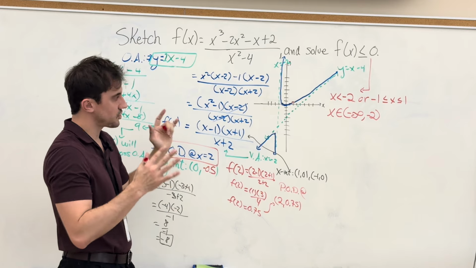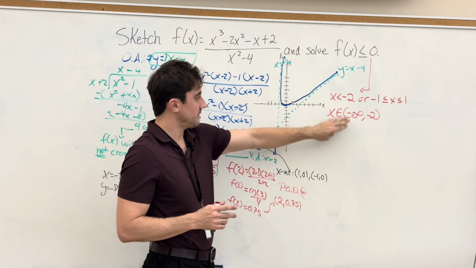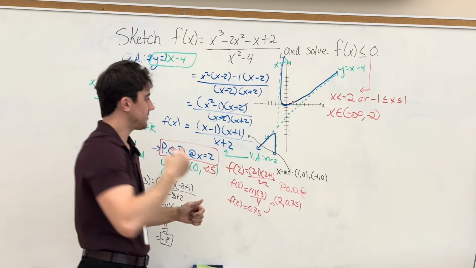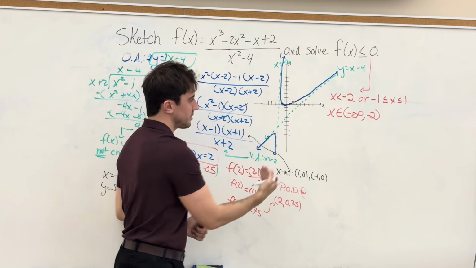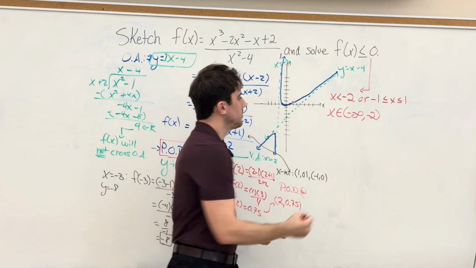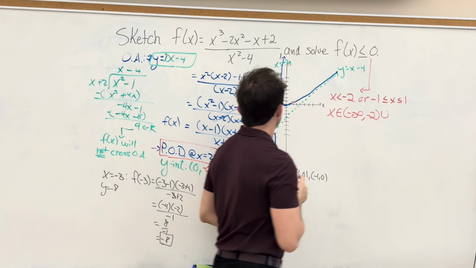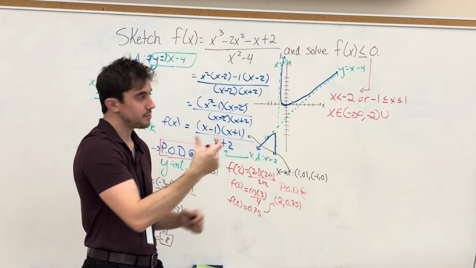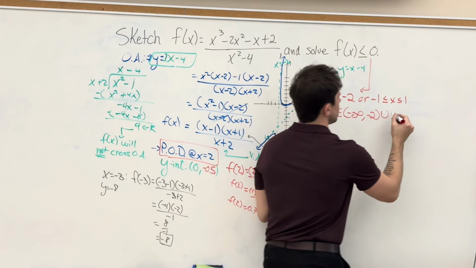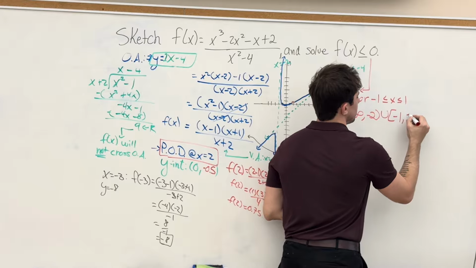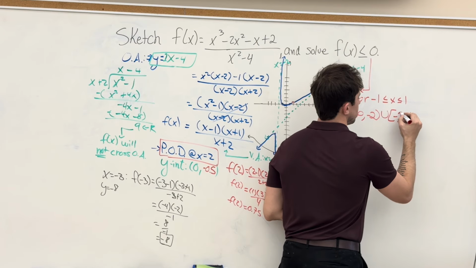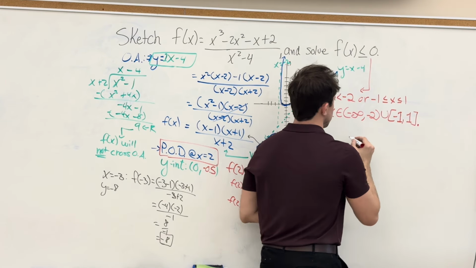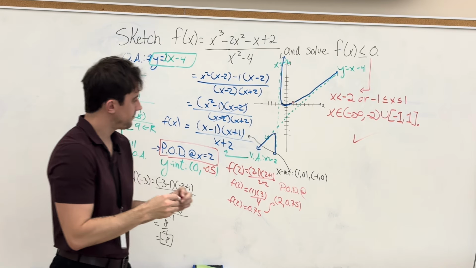And so now to finish off solving the inequality in interval notation, we can go from negative infinity all the way to the left up until negative 2, not including negative 2, so round brackets. Union, we can also go anywhere from negative 1 to positive 1, including those endpoints, because it's or equal to. And so union, square bracket, negative 1 to positive 1, square brackets. And we're done.